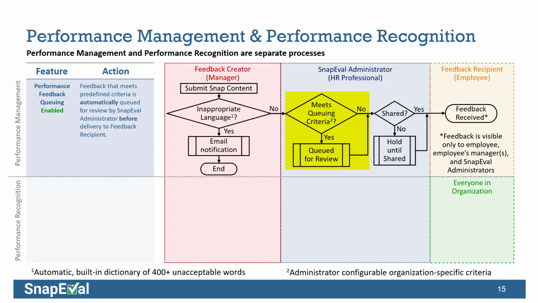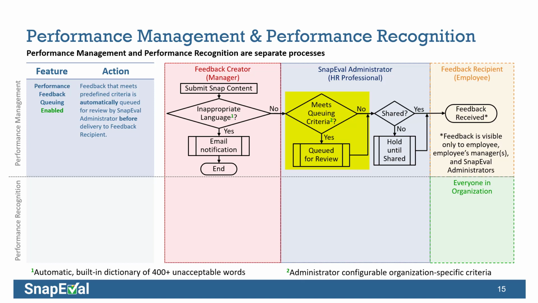Now, what kind of criteria are we talking about here? Well, one that's very, very popular is negative sentiment. So we actually have an advanced language processing algorithm in SnapEval that looks at the content of the text component of a snap and will score it on a scale of sentiment, negative sentiment. And if it's deemed to have enough negative sentiment in it, it will be queued for your review automatically.